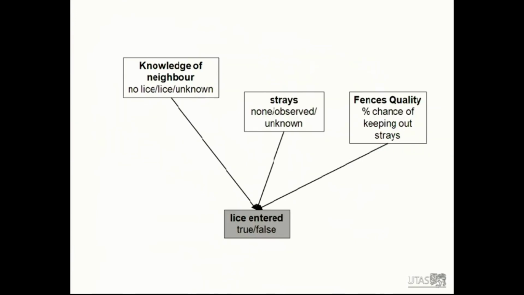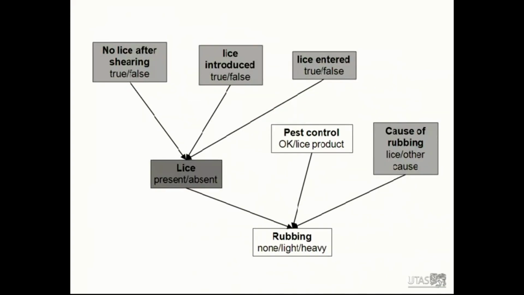In the case of lice coming in on strays, it depends whether you know anything about your neighbour, whether they have lice or not, whether you actually saw strays during the last year. If you didn't see strays, then are your fences good enough that you're confident that they wouldn't have been there? Because if they're bad enough, the sheep might have wandered in, mixed with your sheep and then wandered out again.